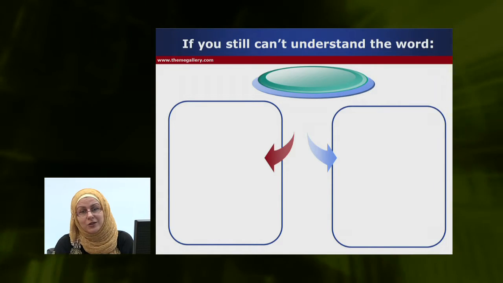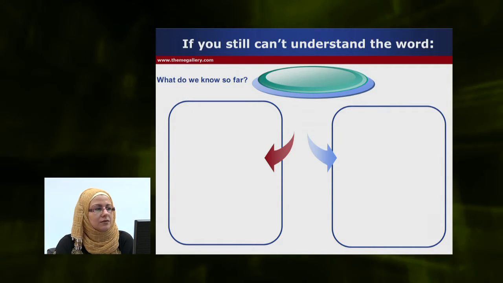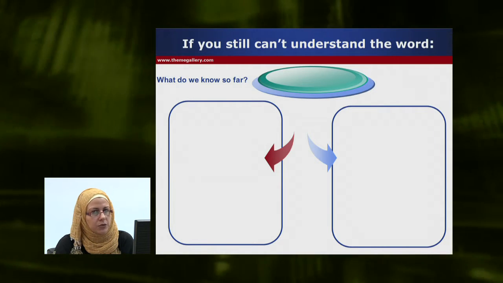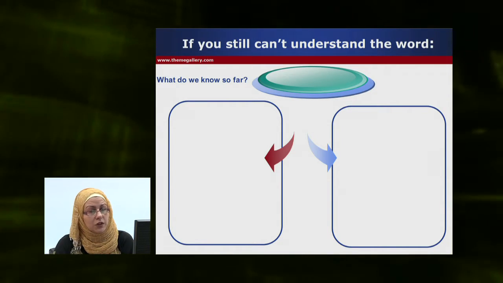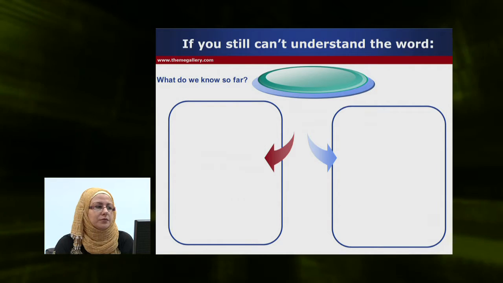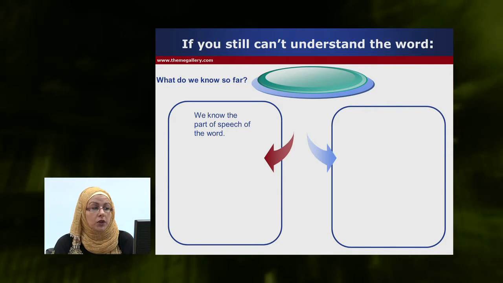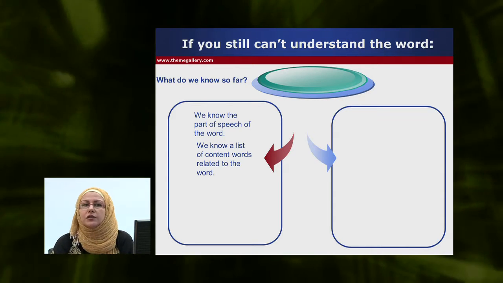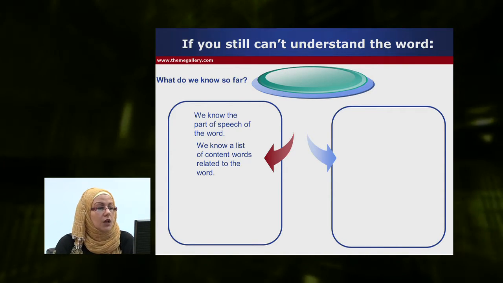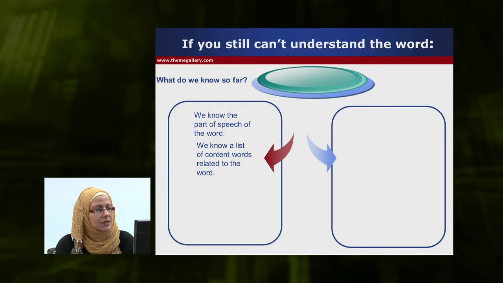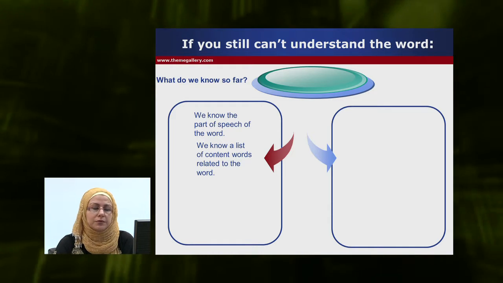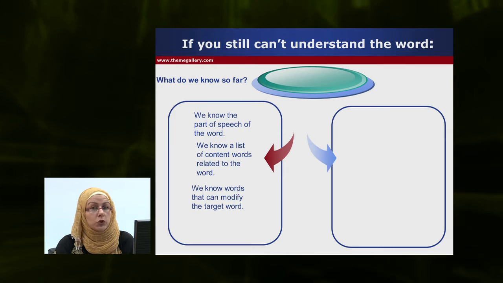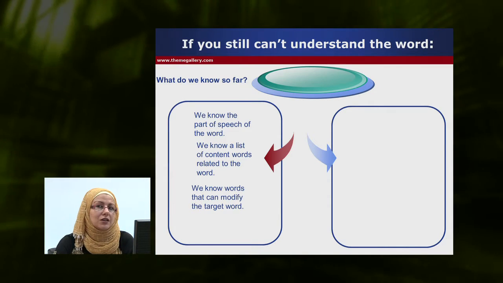What if you still can't understand the word? Just pause and ask yourself, what do I know so far? We know the part of speech of the word, whether it's a noun, an adjective, a verb. We also know a list of content words related to the word. And we know words that can modify the target word.